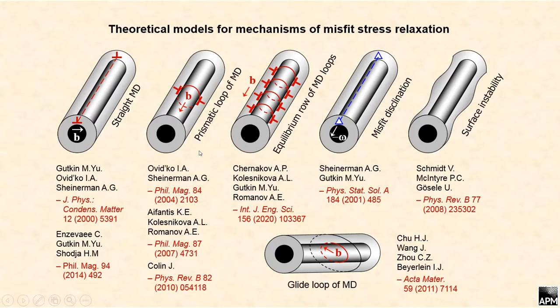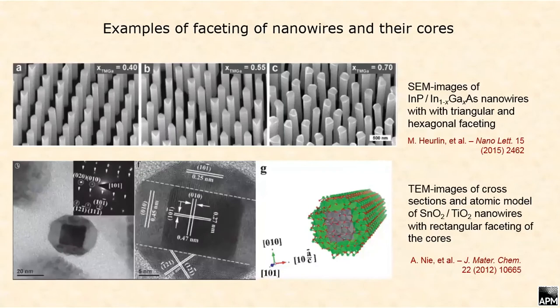But in reality, of course, all these structures are crystalline and therefore they suffer from faceting. Here you can see some examples of faceting of nanowires and of the cores. For example, here you see some images obtained in scanning electron microscopy of these nanowires with triangular and hexagonal faceting. And here you see another example, oxide of stannum and of titanium nanowires.